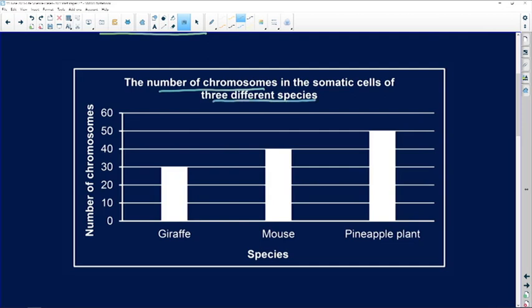There's our 2 variables. On the x-axis, we have the independent variable. We're looking at a giraffe, a mouse, and a pineapple plant. On the y-axis, which shows us what we're measuring, or our dependent variable, we've got the range of the number of chromosomes, ranging from 0 up to 60. We can see that the giraffe has 30 chromosomes. The mouse, on the other hand, has 40 chromosomes, while the pineapple plant has 50 chromosomes.